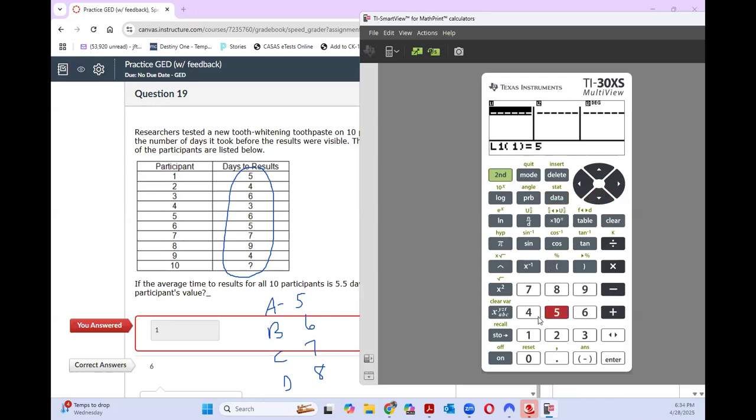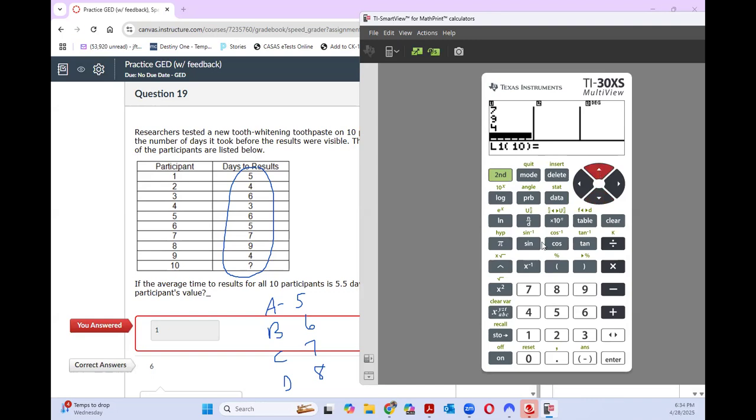5, enter, 4, enter, 6, enter, 3, enter, 6, enter, 5, enter, 7, enter, 9, enter, 4, enter. Oh, I must have gotten an extra one. Hold on, let me go back up. Did it say L10? Yeah, it's L10. So it's only nine of them.